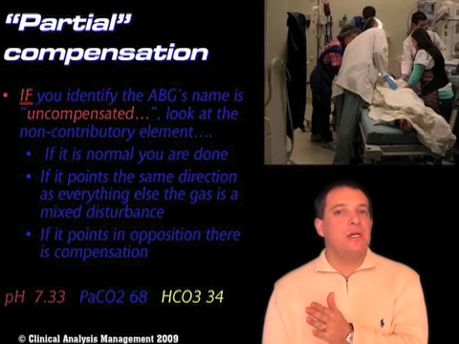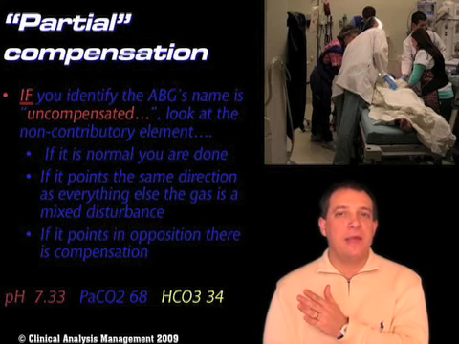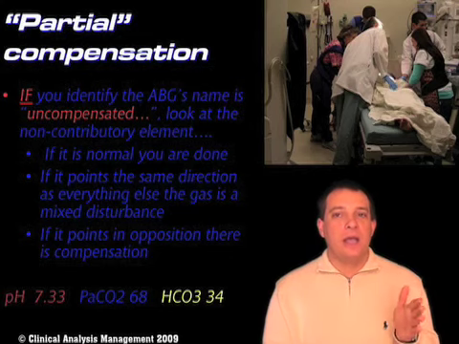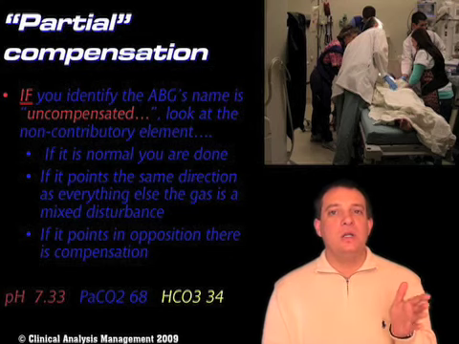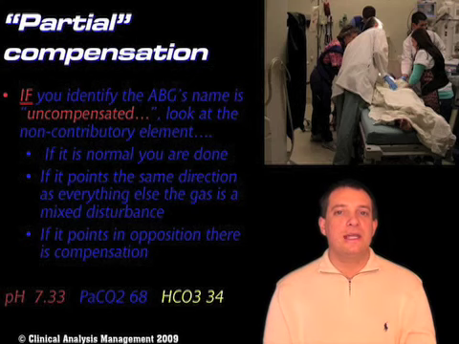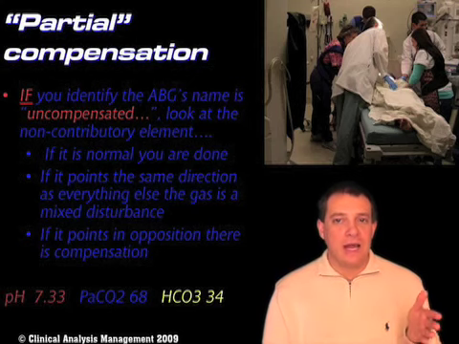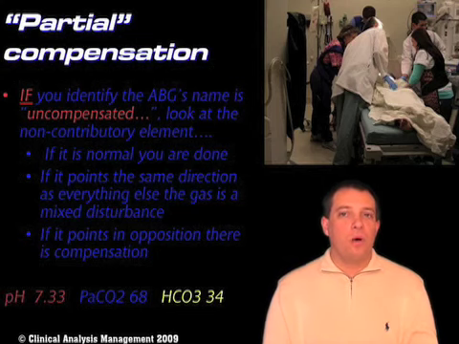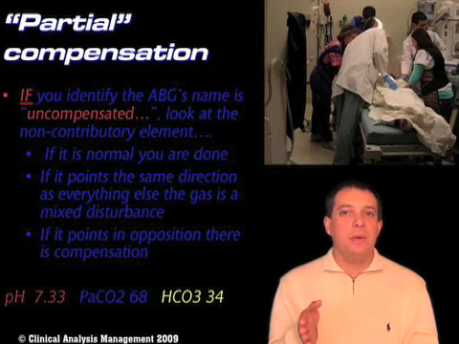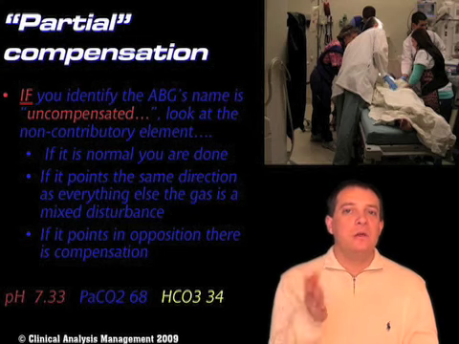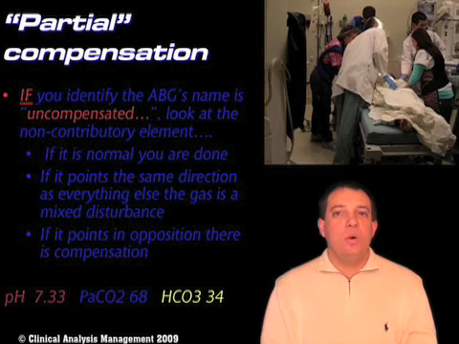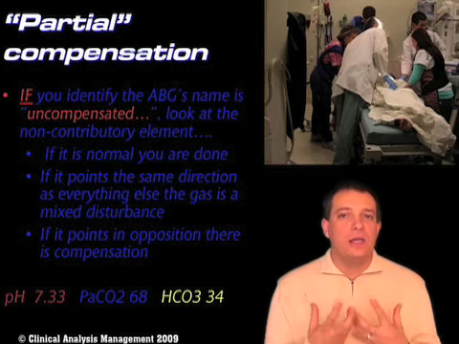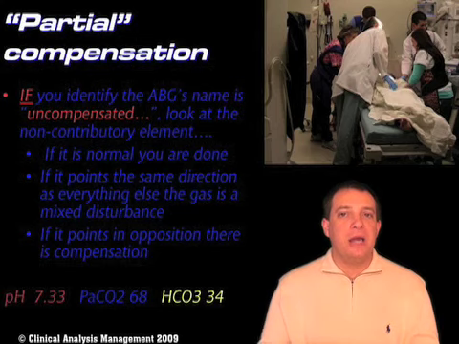Because our first name was uncompensated, we have this last step we have to do. We have to look back at the bicarb and see, does it go in the opposite direction? In other words, is it alkalotic when everything else was acidotic? And we look there at the bicarb at 34, we know that a bicarb at 34 is alkalotic. So therefore, we change the first name from uncompensated to partially compensated. What that tells us is that the patient is trying to compensate for their acidosis by increasing the amount of bicarb. That tells us there's compensation.